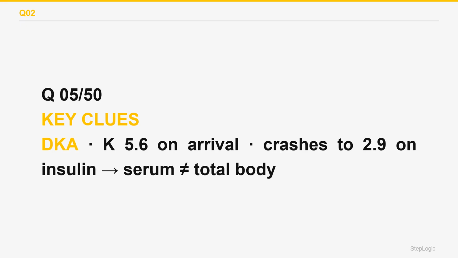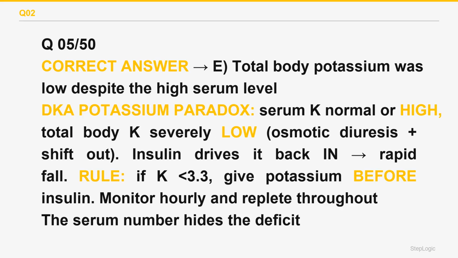When insulin is given, it drives potassium back into cells within minutes, and the true deficit is unmasked as a precipitous fall, with the arrhythmia risk seen here. Choice C reads the serum number as if it reflected total body content, which is exactly the error. The correct answer is E. The management rule that follows is absolute and frequently tested.